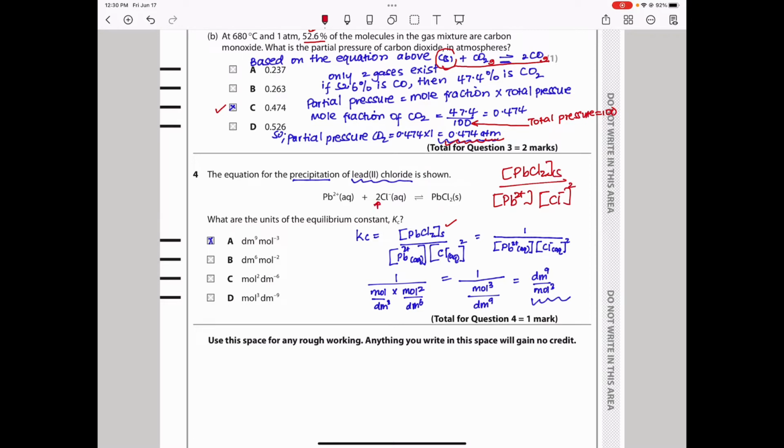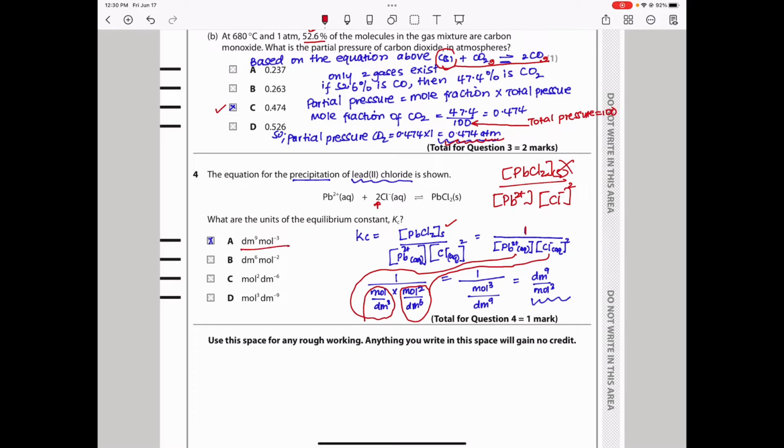However, this is a solid, and therefore we do not consider the solid, so it comes out and I remain with a 1. The solid is not going to be considered, so now we remain with 1 over the concentration of Pb2+, concentration of Cl- squared. And since each concentration is mole per decimeter cubed, this part is going to be mole per decimeter cubed, and the other part is going to be mole squared per decimeter to the power 6. When we combine the two, we get decimeter to the power 9 divided by mole cubed, which comes out to be A as the answer here.